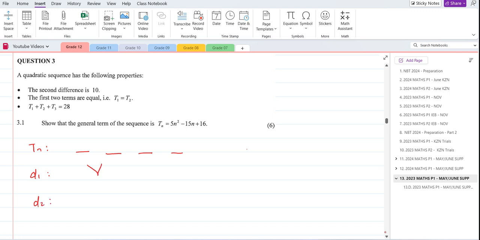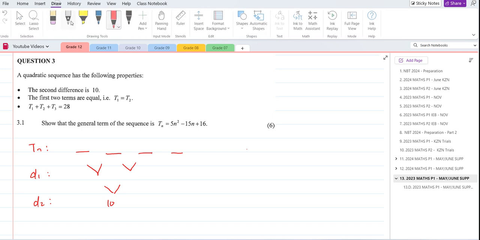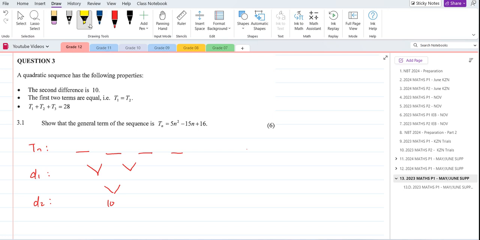Now remember, when you take the first difference between these two, you're going to get something. You take the difference between those two. Then if I take the difference between these two terms, I will get something. The second difference is 10, so that makes it easy. Second difference is 10. That is sorted out. Next one, the first two terms are equal, T1 equals T2. So I'm just going to make it x and x.